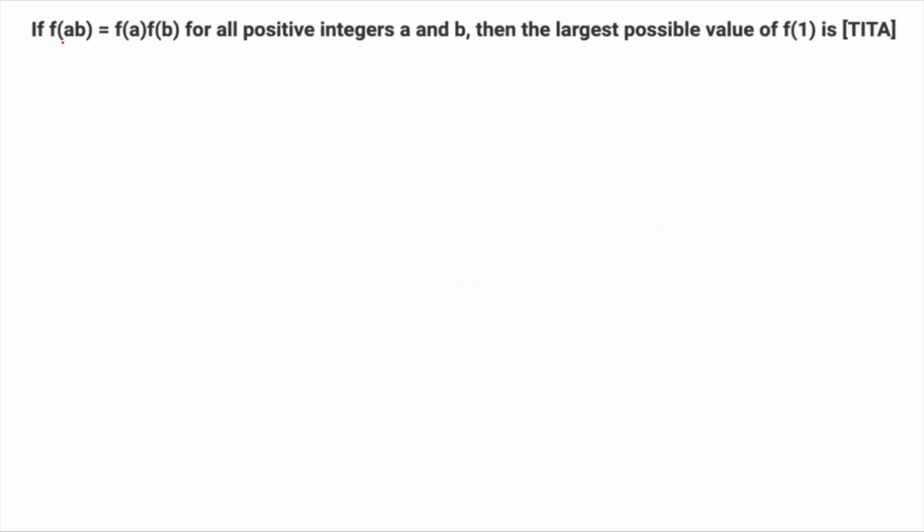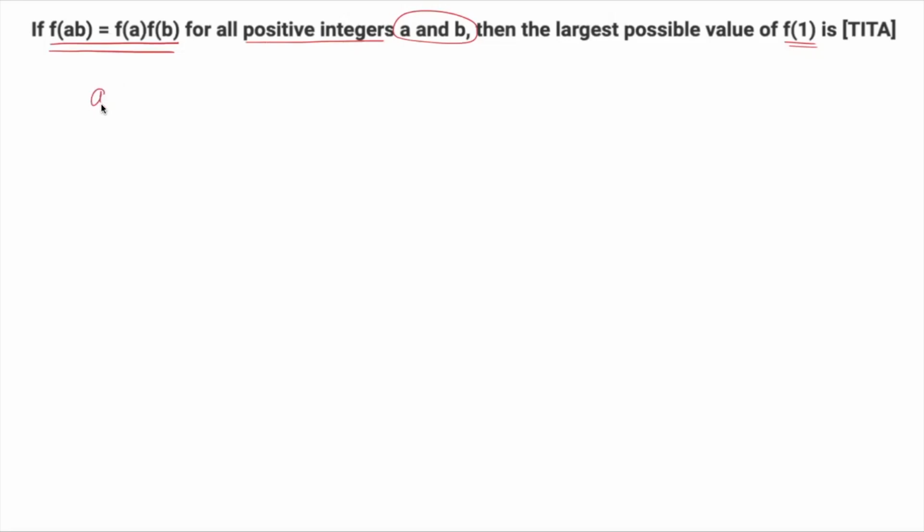All right. So if f of AB is f of A into f of B for all positive integers A and B, then the largest possible value of f of 1 is. So one way of answering the question is, since A and B are both positive integers, you can take values and solve the question. Between A and B, I must keep one of them as 1 only because I need to figure out the value of f of 1, right?